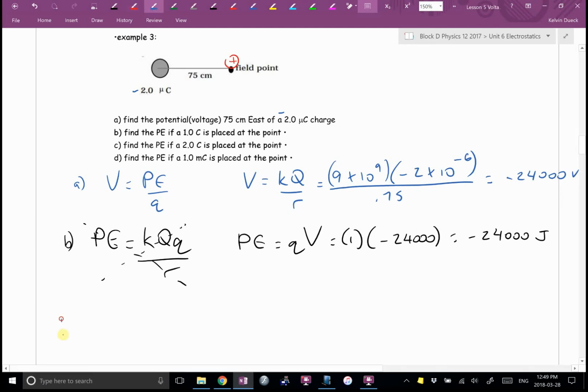Braden, what does D want me to find? And you know what? I could go Q, K, Q1, Q2 over... Wait. Do I know the voltage at that location, at that field point? Yes. Well, then, heck, I have a shortcut. Also, potential energy is QV.